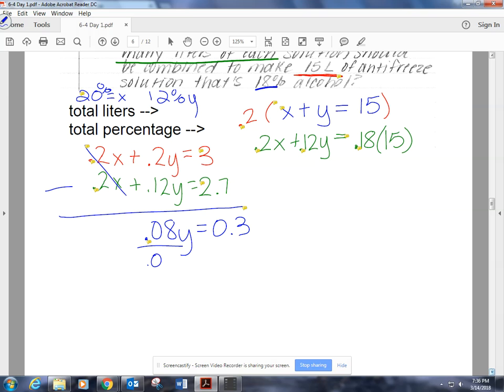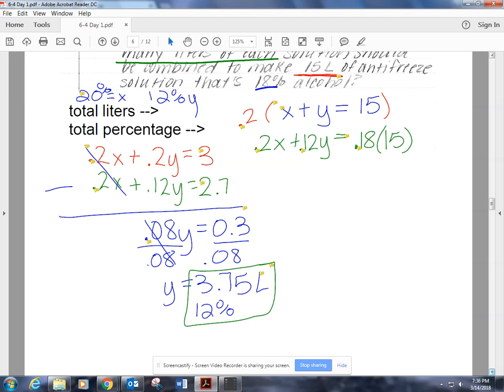From there, if we divide by the 8/100 on both sides, Y is going to equal about 3 75/100. So again, Y was representing the number of liters of the 12% solution. So we're going to have 3 75/100 liters of the 12% solution. That's part of our answer. How do we now find the other part? We know that it's X plus Y.